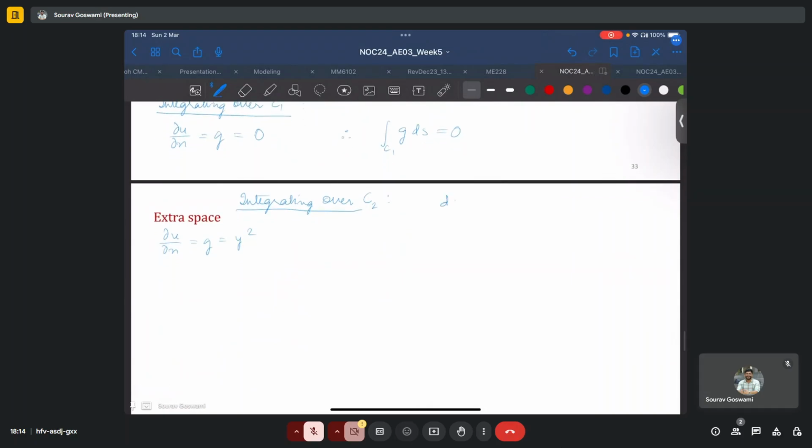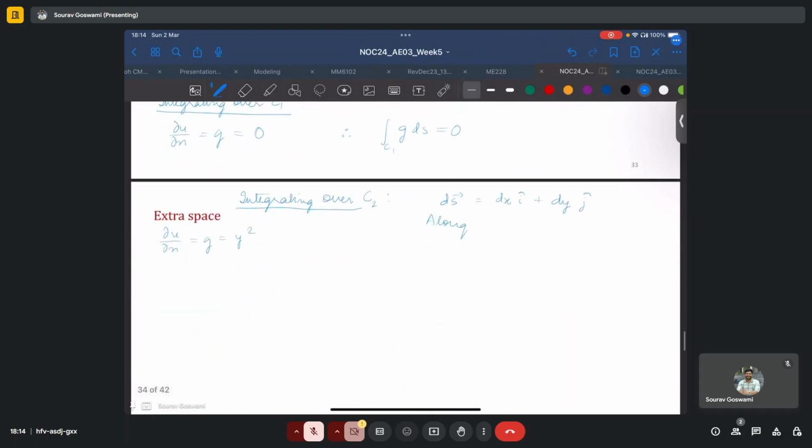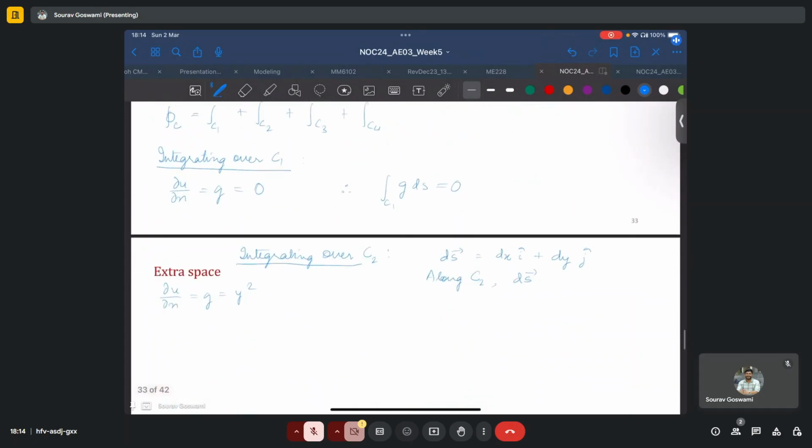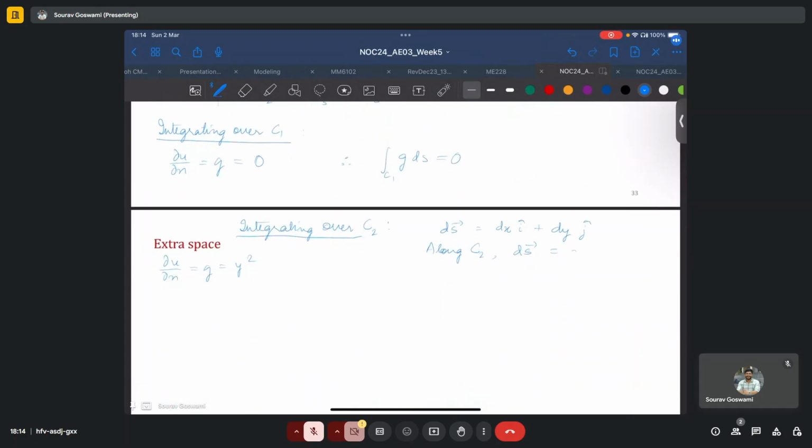So generally, ds can have the two components dx along the i hat direction and dy along j hat direction. But along C2, that is along this right side here, there is variation only in the y direction because x is constant. And so ds is simply equal to dy along j hat direction, and the norm of this vector will simply be equal to dy because j hat is just a unit vector.